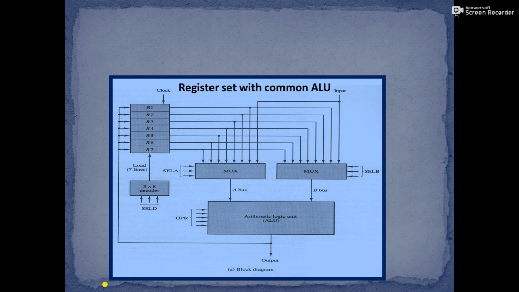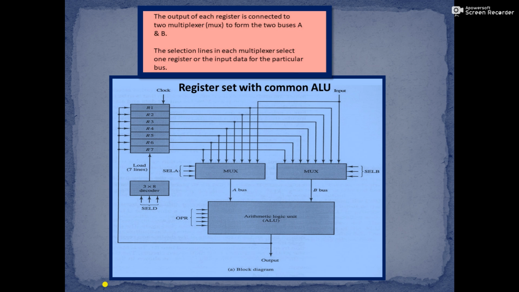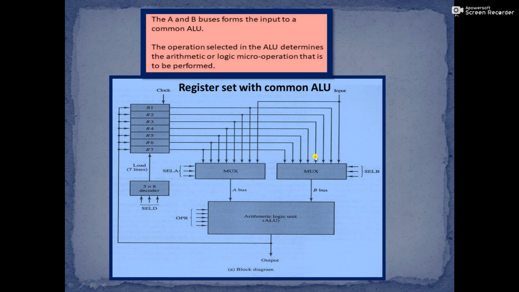This is the block diagram of the register set with a common ALU. The output of each register is connected to two multiplexers, A and B. The selection line in each multiplexer, that is selection A and selection B, is used to select one of the registers as input to the particular bus. The A and B buses form the input to the common ALU. The operation field, that is OPR, is used to determine the arithmetic or logic operation to be performed in the ALU.